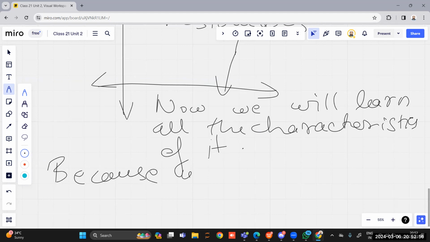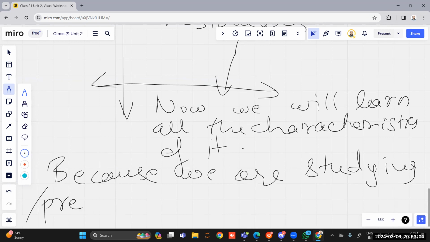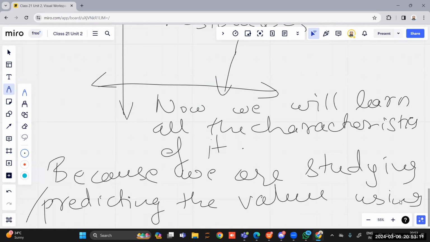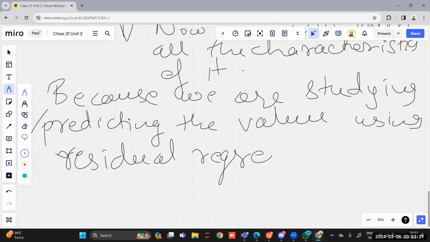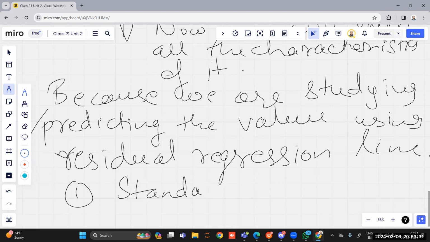Because we are studying or predicting the values using the residual regression plot line. So it is very important to study its characteristics. The first characteristic given in the textbook is the standard deviation for the residuals.